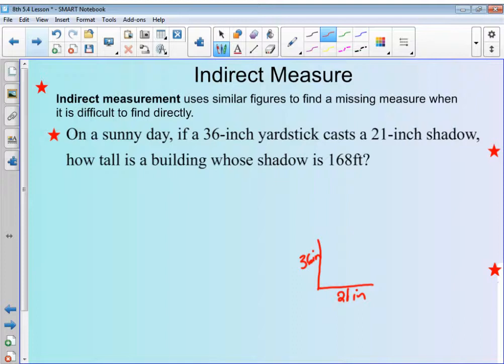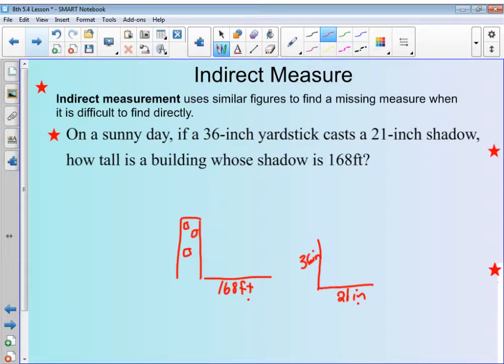Okay, then I have a building. So here's my building. Those are windows. I know I'm a beautiful artist. And here it says a shadow of 168 feet. Okay, this one's slightly tricky. Here's why. What do you notice about these? We're working in different units.